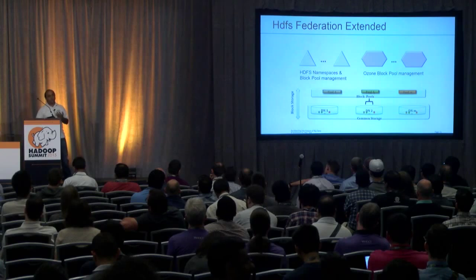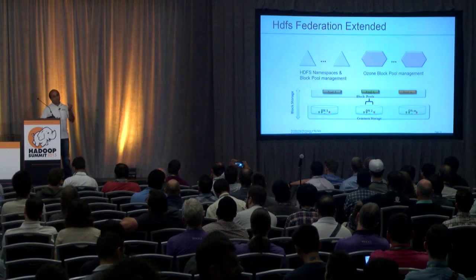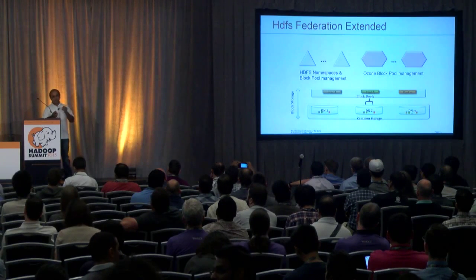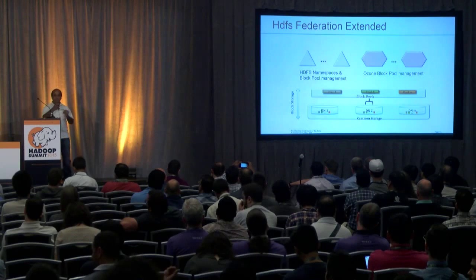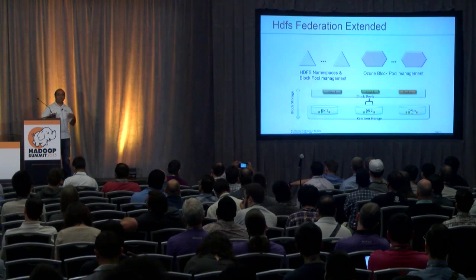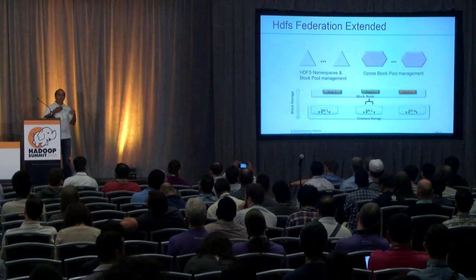So now a data node can be storing data belonging to different block pools or different namespaces which have no relation to each other. So we are taking this concept one step further.